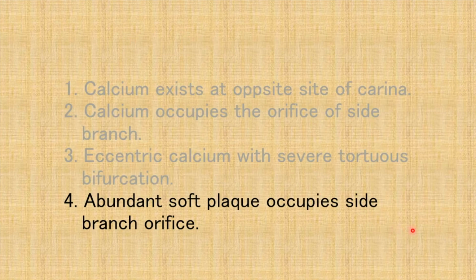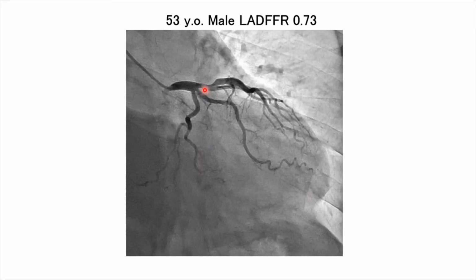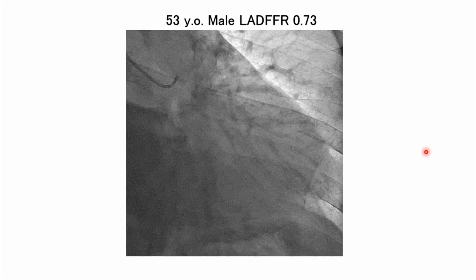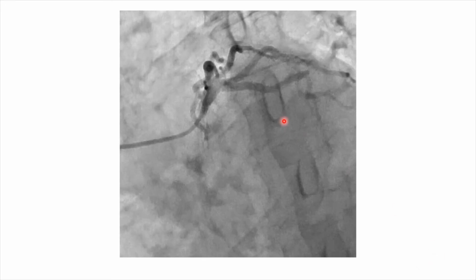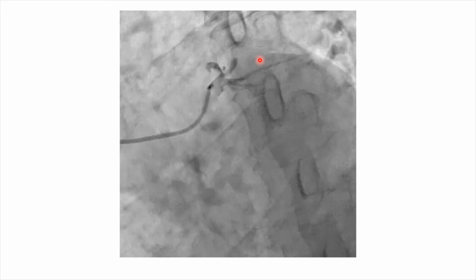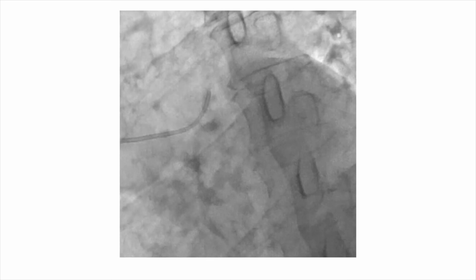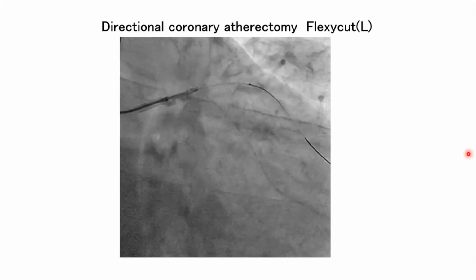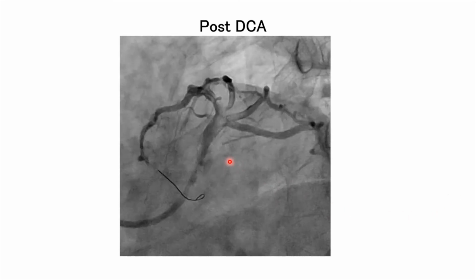The final case is abundant soft plaque occupying the side branch orifice. A 53-year-old male, at the orifice of the LAD, severe stenosis, you can see. And at the orifice of the LAD, the diagonal branch, the high lateral branch and the circumflex branch are involved in the bifurcation. To avoid LMT stenting, we have done directional atherectomy using FlexCut at the orifice of the LAD, and the ablation effect looks okay.